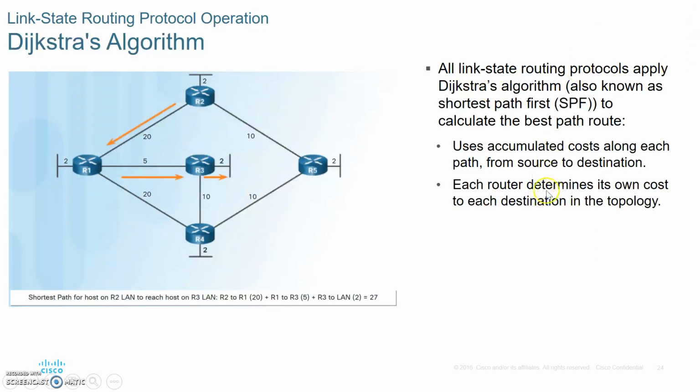And also each router will determine its own cost to the destination in the topology. Unlike previously the distance vector routing protocol, where the router will take the neighbor's cost or metric and add to it, in this case, no, each router will determine its own. They will not take any values from the neighbors.